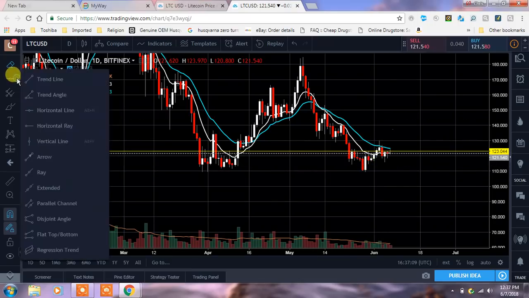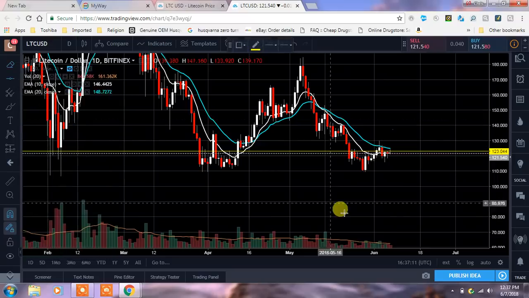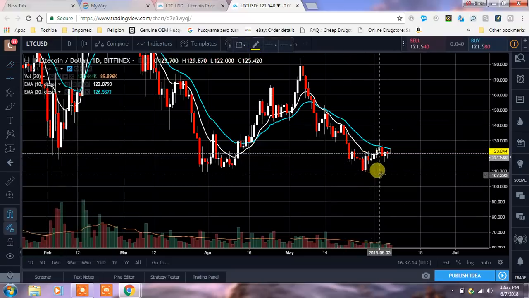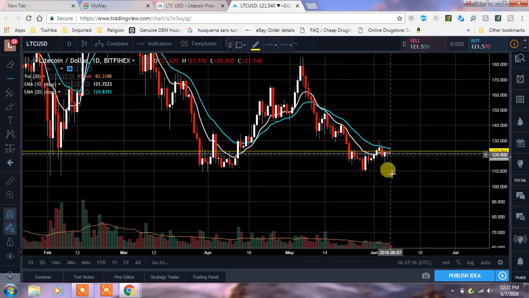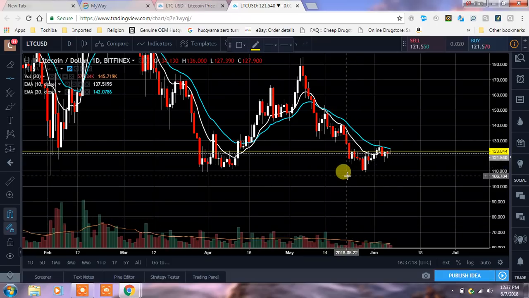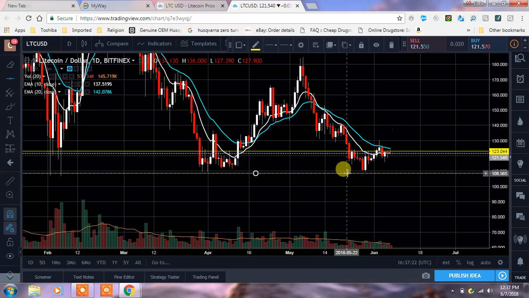Okay. So that triple bottom that we've been putting in, really pay attention. I'm sorry, guys, my cursor's moving weird on me. There we go. Okay, we'll just call it right there.